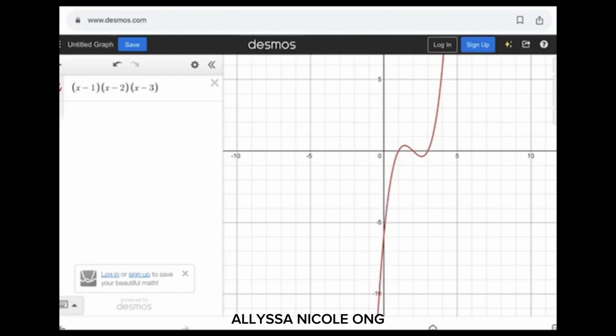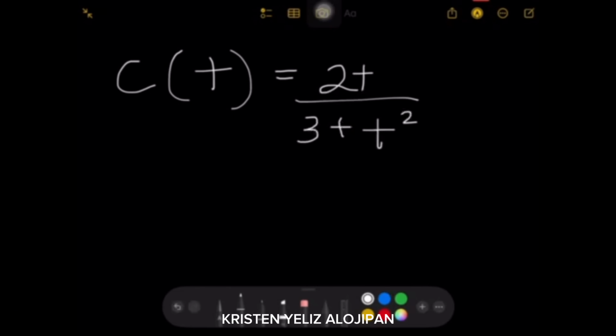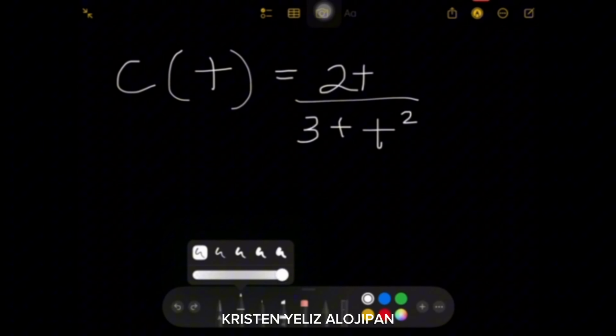The highest exponent is 3. Okay, so to start off, we have to figure out what kind of function this is. Based on what we see here, it is a rational function, and it can also be written in the form here.